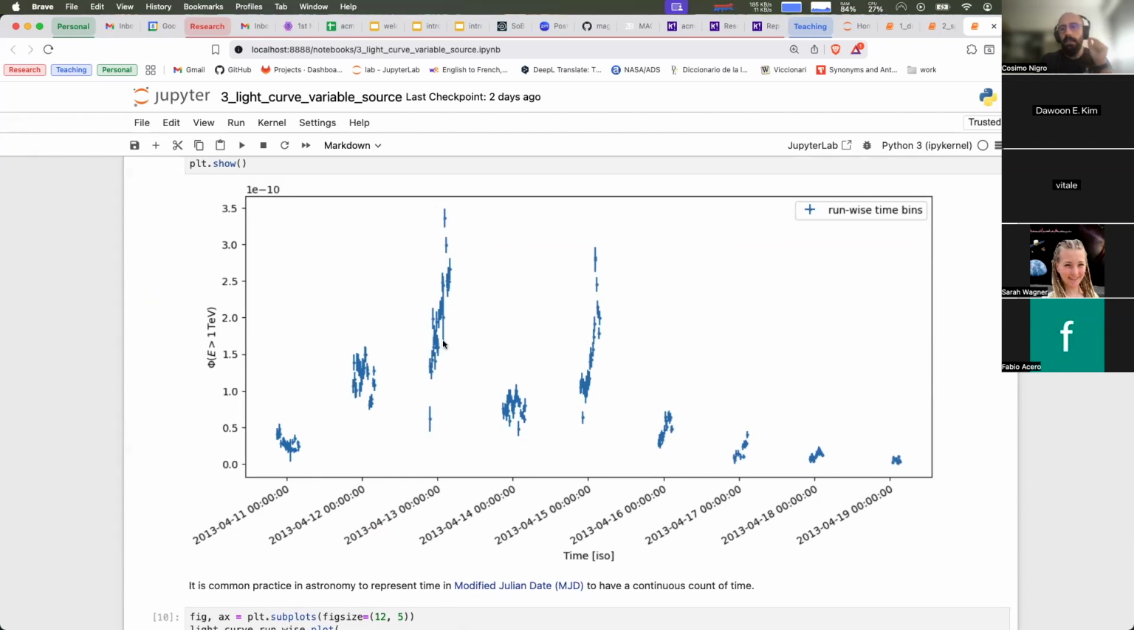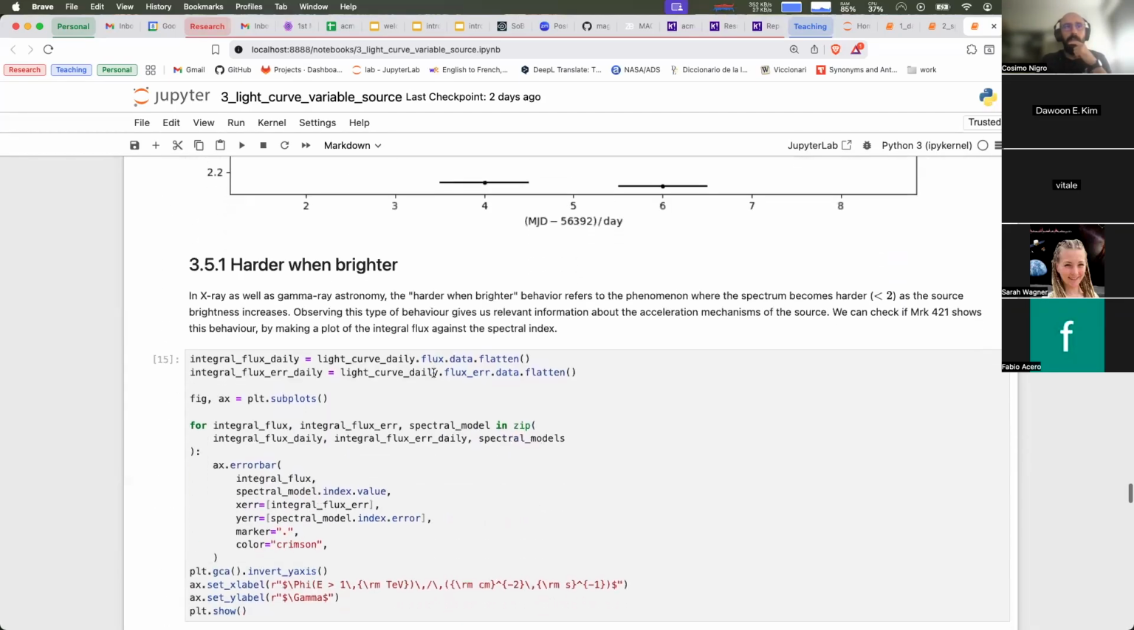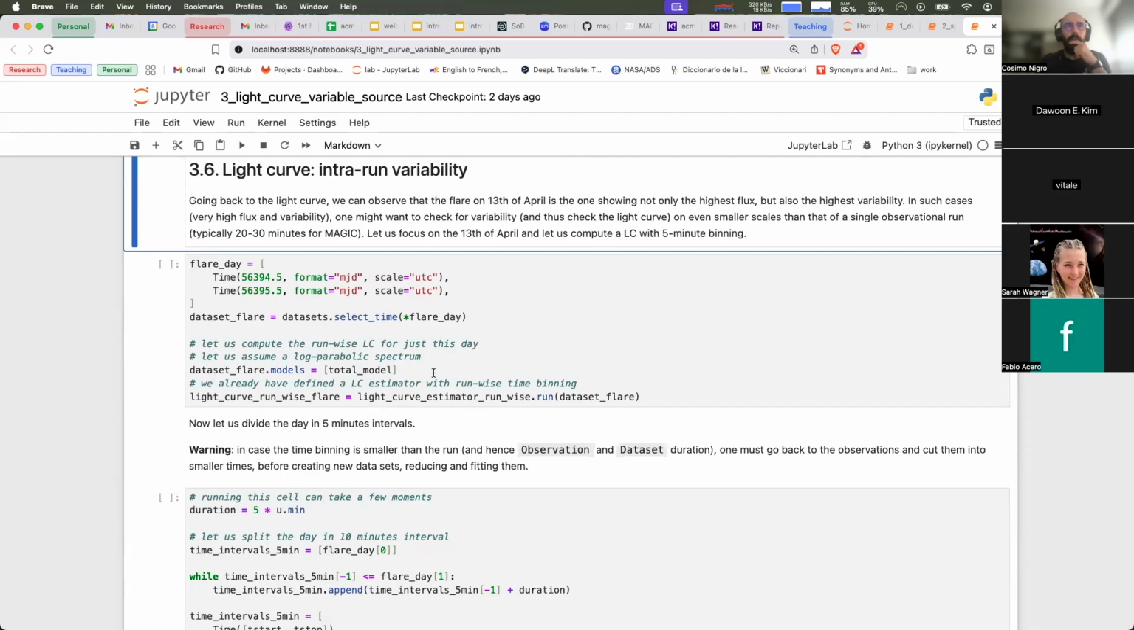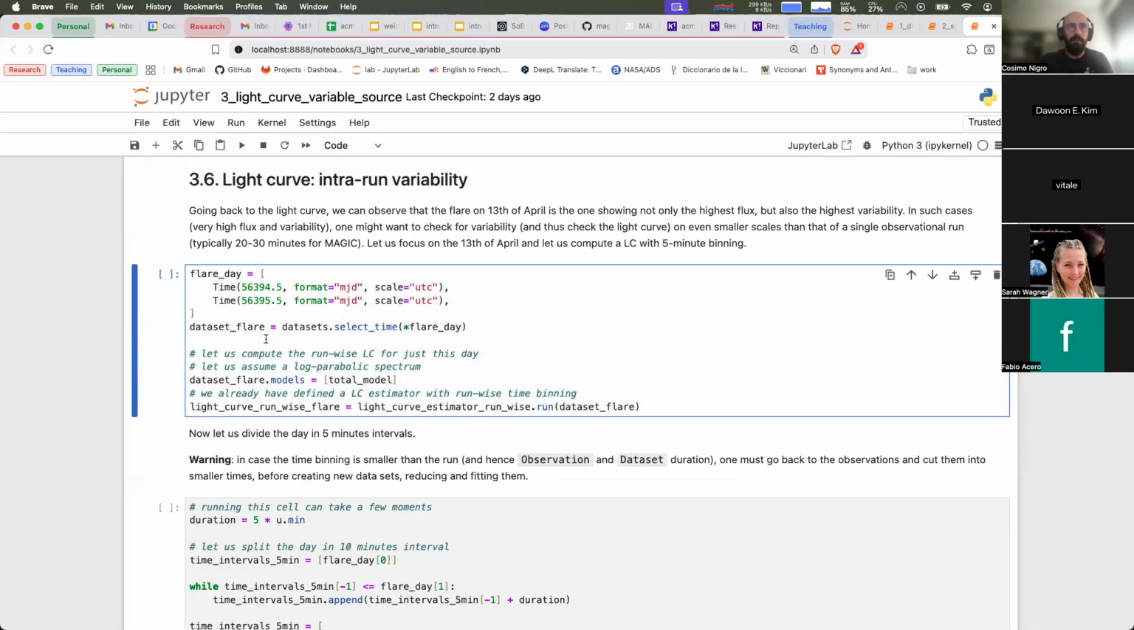I want to study if there are variations shorter than the observation, okay? Here I have 20 minute time bins. For example, I'm interested in checking if I have 5 minute or 10 minute significant variations of time. So let's do that here. Let's just consider the flare day, which is the 13th of April.